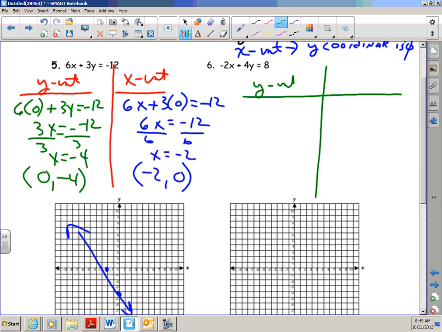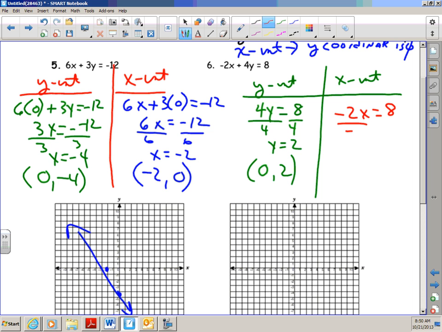Okay, now I'm going to do the same thing here. My y-intercept and x-intercept. So my y-intercept, the x part disappears. I'm just left with 4y equals 8, which means y is equal to 2. So I'm at the coordinate 0, 2. And this one, the y disappears. So I'm left with -2x equals 8. X equals -4, which is the coordinate -4, 0. And I'm just going to graph those 2 points, 0, 2, and -4, 0, and I am done.